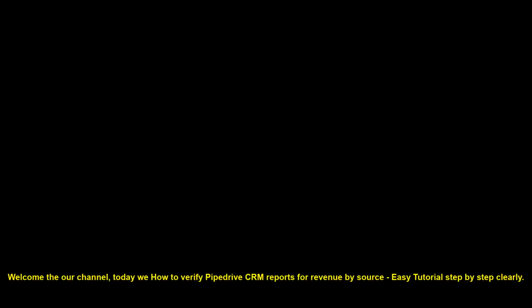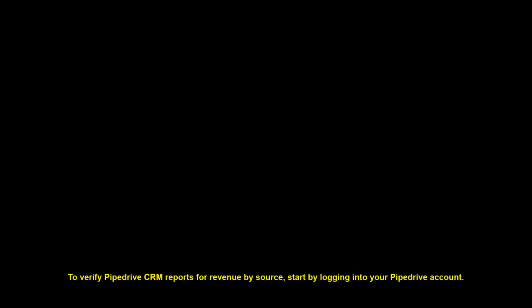Easy tutorial, step by step, clearly. To verify Pipedrive CRM reports for revenue by source, start by logging into your Pipedrive account. Navigate to the Reports section on the left-hand menu. Select Revenue from the list of reporting options.